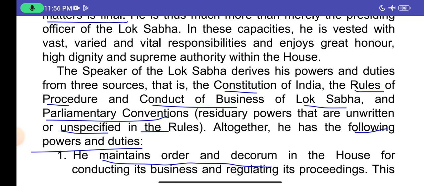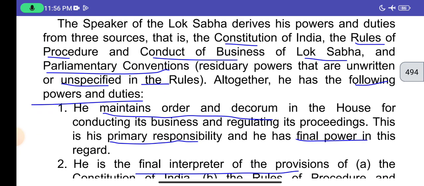authority within the House. The Speaker of the Lok Sabha derives his powers and duties from three sources, that is, the Constitution of India, the Rules of Procedure and Conduct of Business of Lok Sabha, and parliamentary conventions. Residuary powers are those that are unwritten or unspecified in the rules. Altogether, he has the following powers and duties.